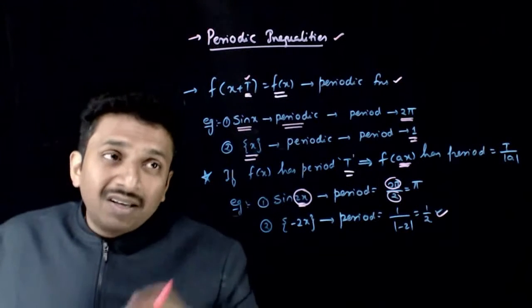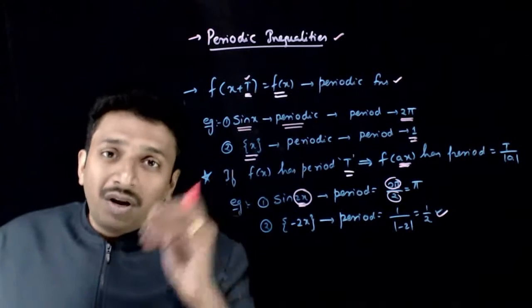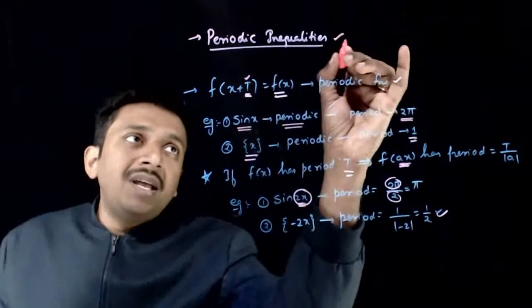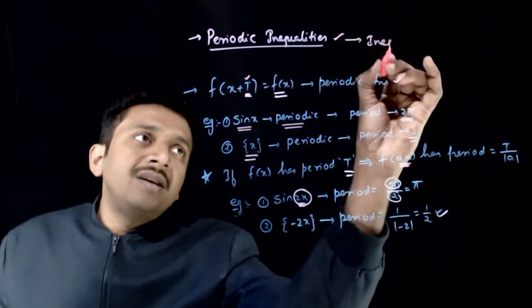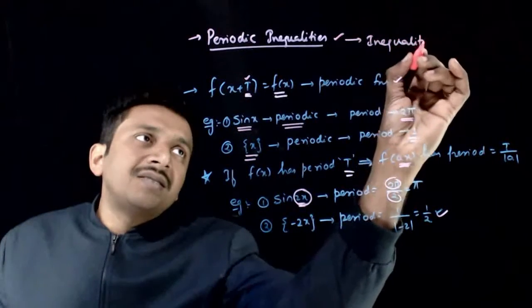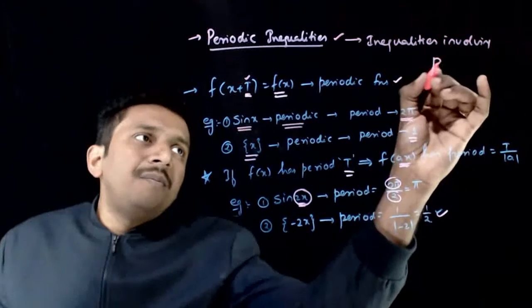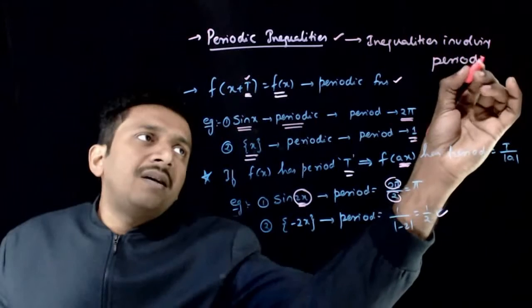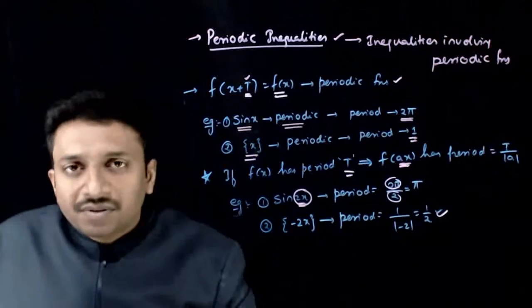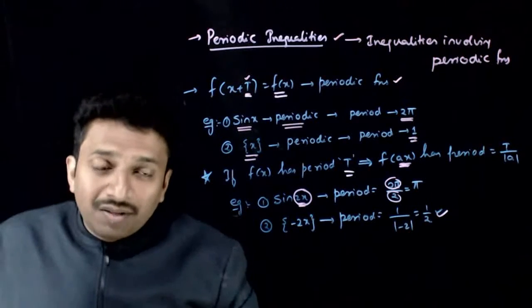So now, how do we solve periodic inequalities, that is, the inequalities involving periodic functions? Periodic inequalities are nothing but inequalities involving periodic functions. So how do we solve this?